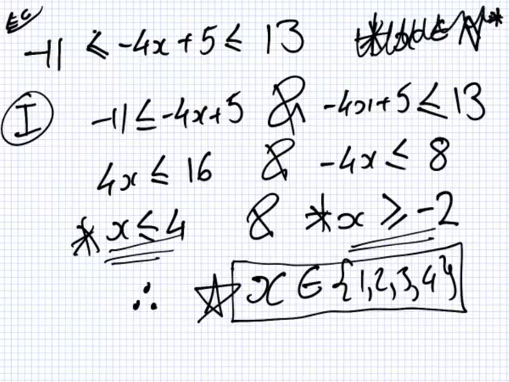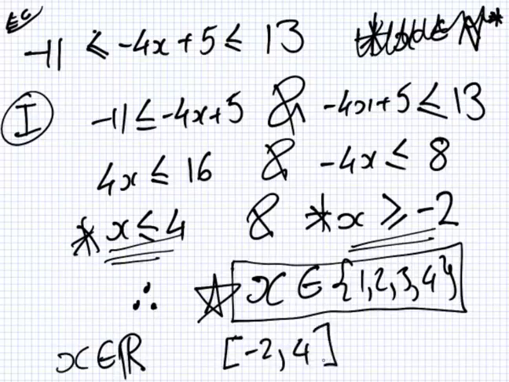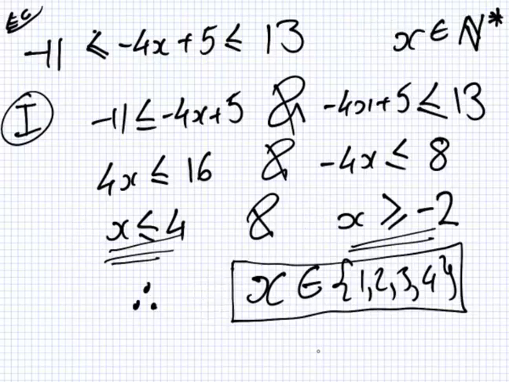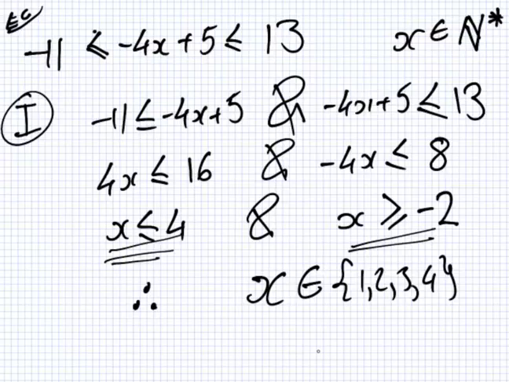So therefore, got this? Therefore, tell me why, if I write this, it's wrong. So this is not the answer. Tell me what mistake I'm making. This is a mistake. That's not the answer. Why is this wrong? It doesn't include all the numbers. Not quite. This is all the numbers bigger than minus 2 and smaller than 4.